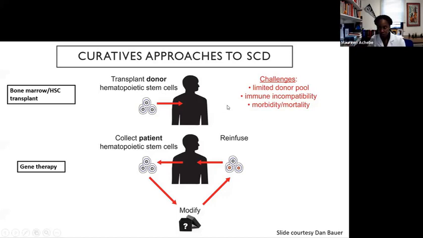So there are complications like graft versus host disease that we have to deal with in patients who receive bone marrow transplants. Now, in gene therapy, we are using the patient's cells, which we get out from the patient, and we reinfuse them into the patient. Obviously, before we reinfuse these cells, they need to be modified in some fashion, and it's this modification that's referred to as gene therapy.